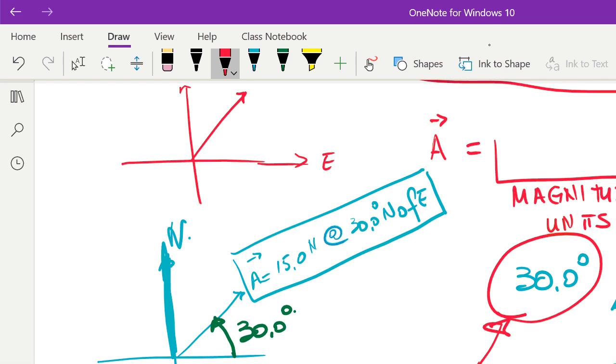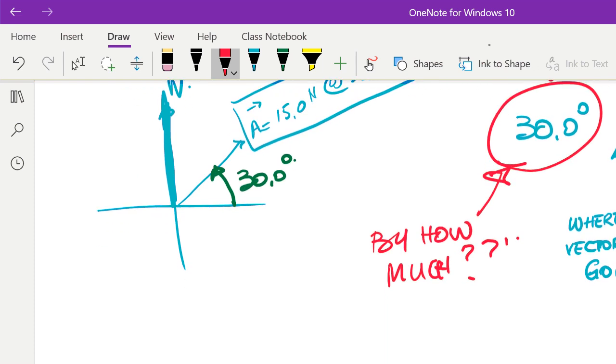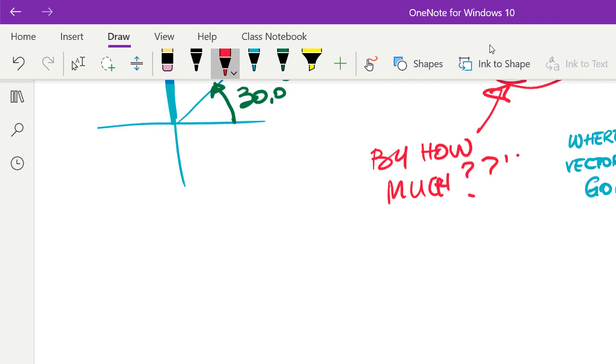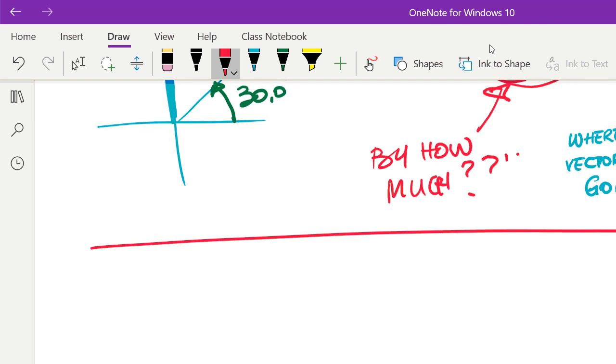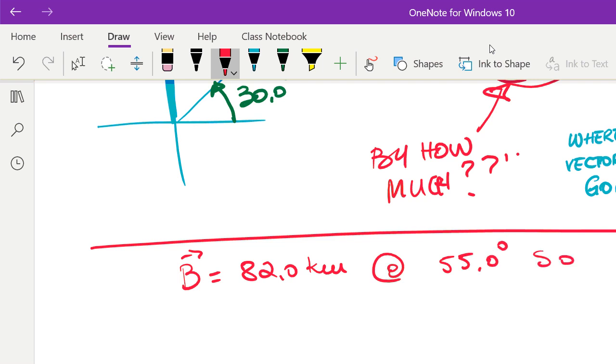So if we have a vector that I'm telling you, as a definition of this vector, will be vector B that is 82 kilometers. So this tells us that we are dealing with a displacement vector at 55 degrees south of east. Okay, so we are on the southeast quadrant. South here and east here.